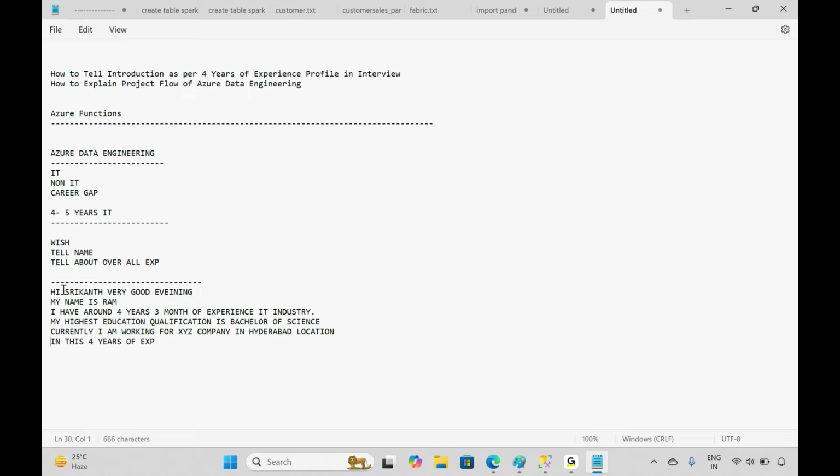Hi Shrikant, very good evening. My name is Ram. I have around four years of 3 months of experience in IT industry. My highest qualification is Bachelor of Science. Currently, I'm working for XYZ company in Hyderabad location. In these 4 years of experience, I've been working for... and if they are asking about your history of the company, previous company, current, you are telling just a current company. So here also about your current company, generally what will happen?